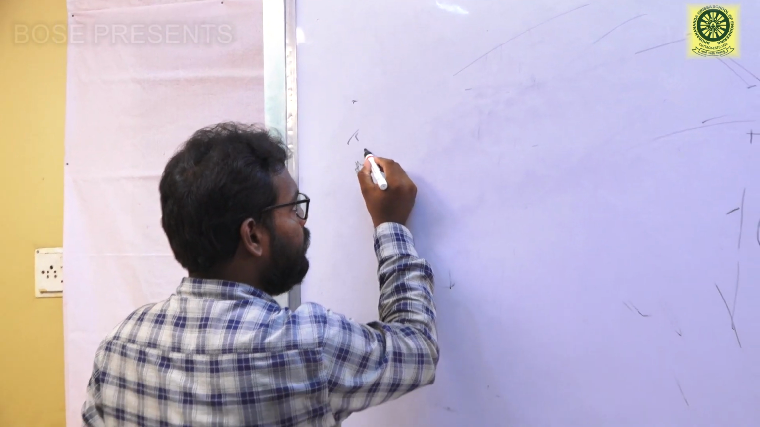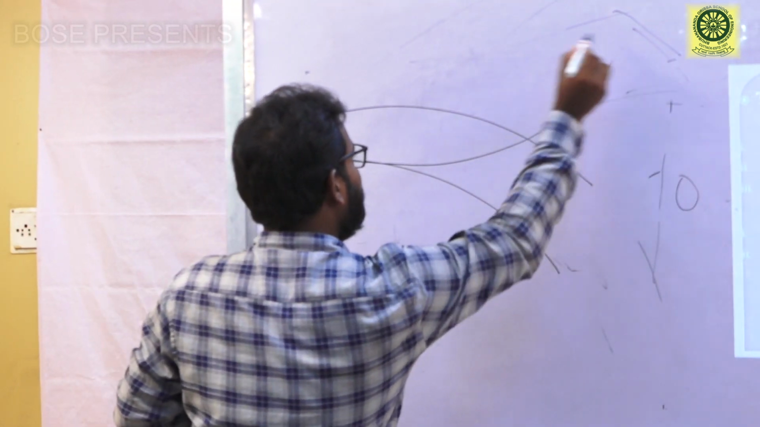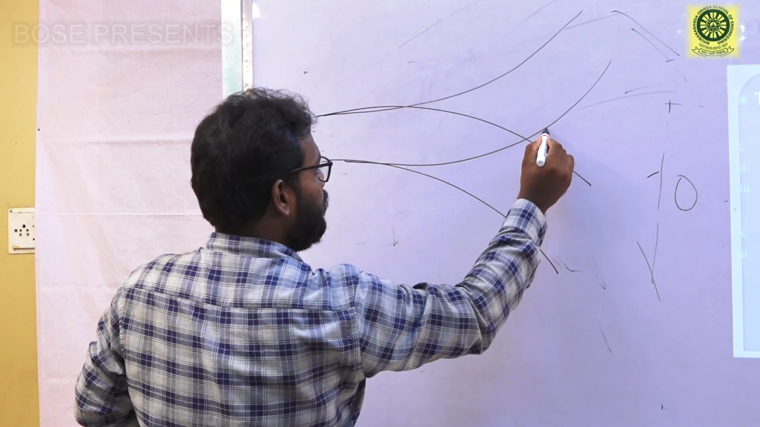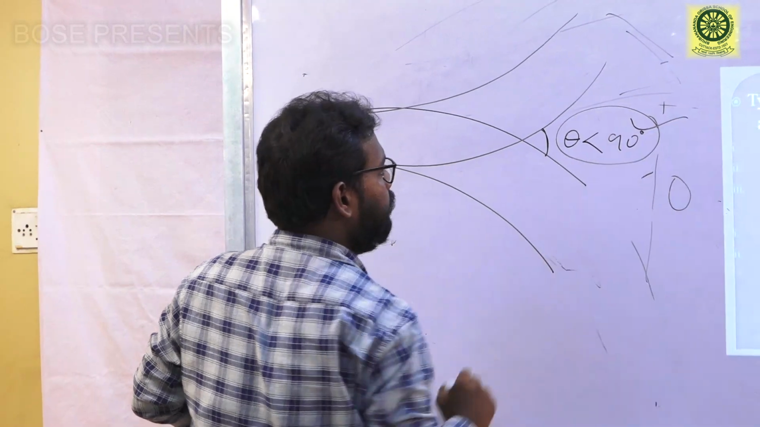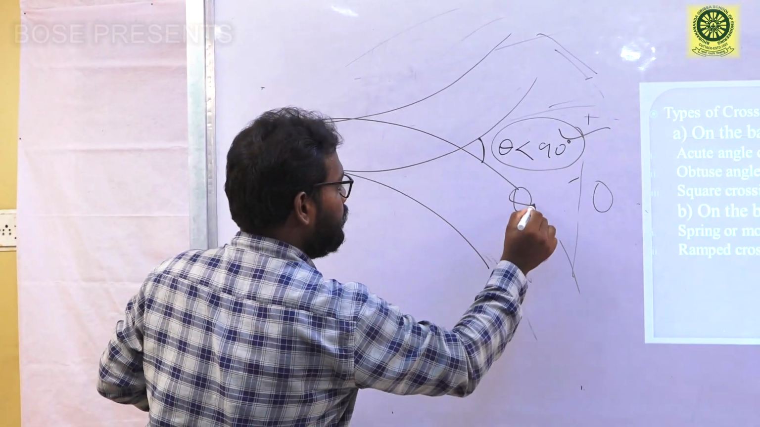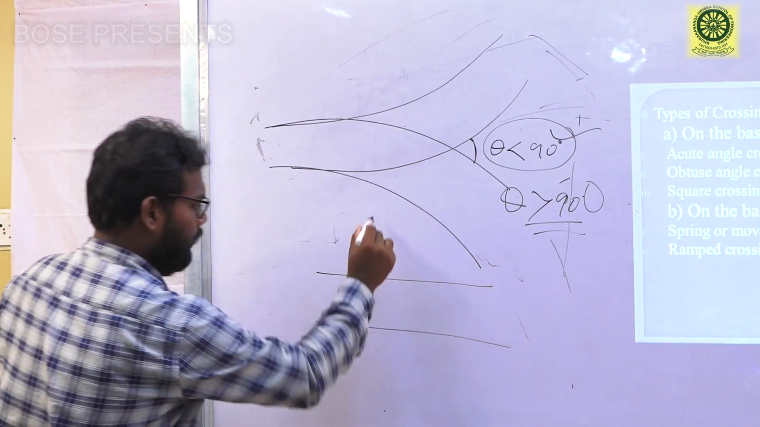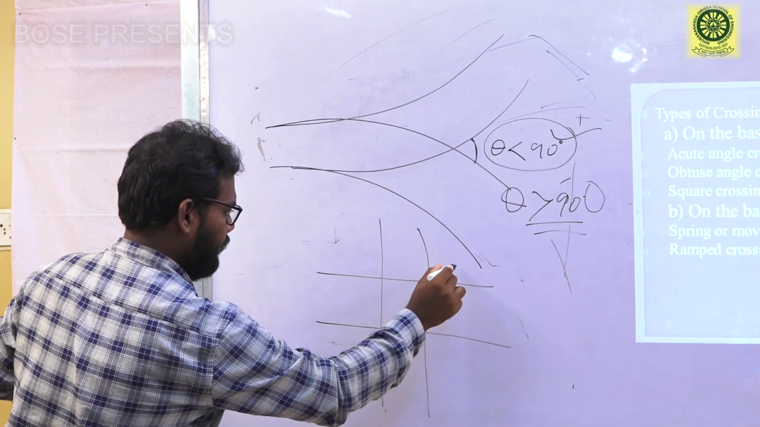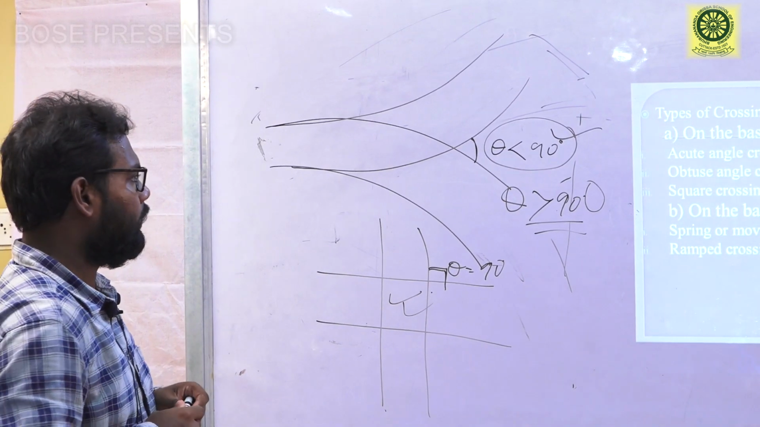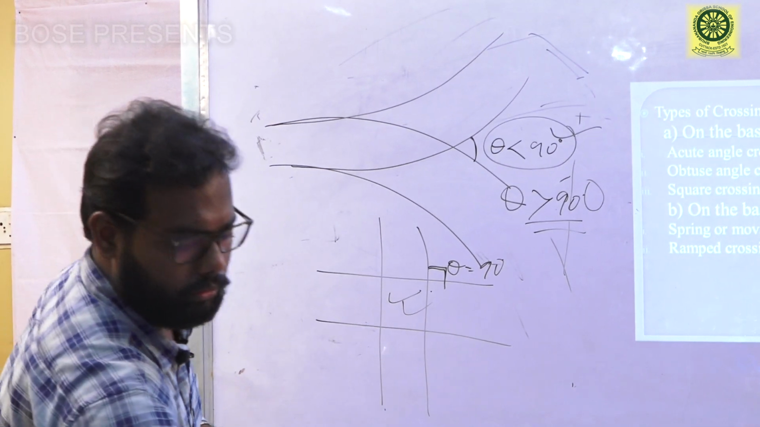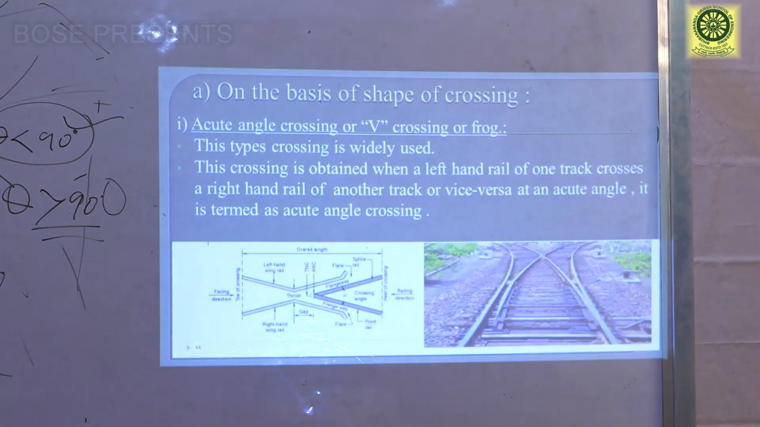If left hand turnout, means if there is a railway track like this and also another railway track like this, if the angle theta between them is less than 90 degree, then it is known as what? Obtuse angle. And if it is greater than 90 degree, then it is acute angle. Okay, and if two tracks cross each other at 90 degree, making an angle of 90 degree, then this is known as what? Square crossing. Got it? Look at the slide now. Look at this definition. This type of crossing is widely used.